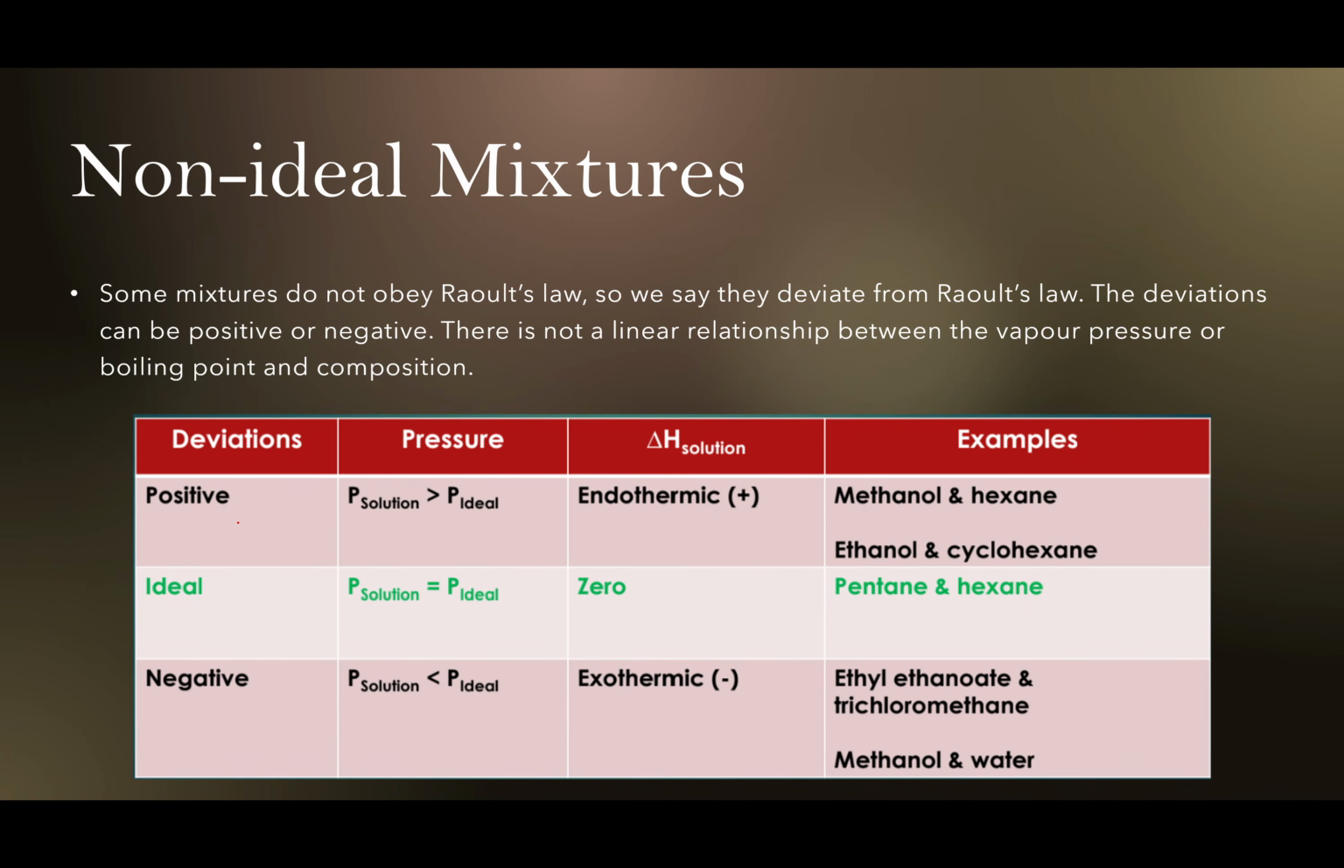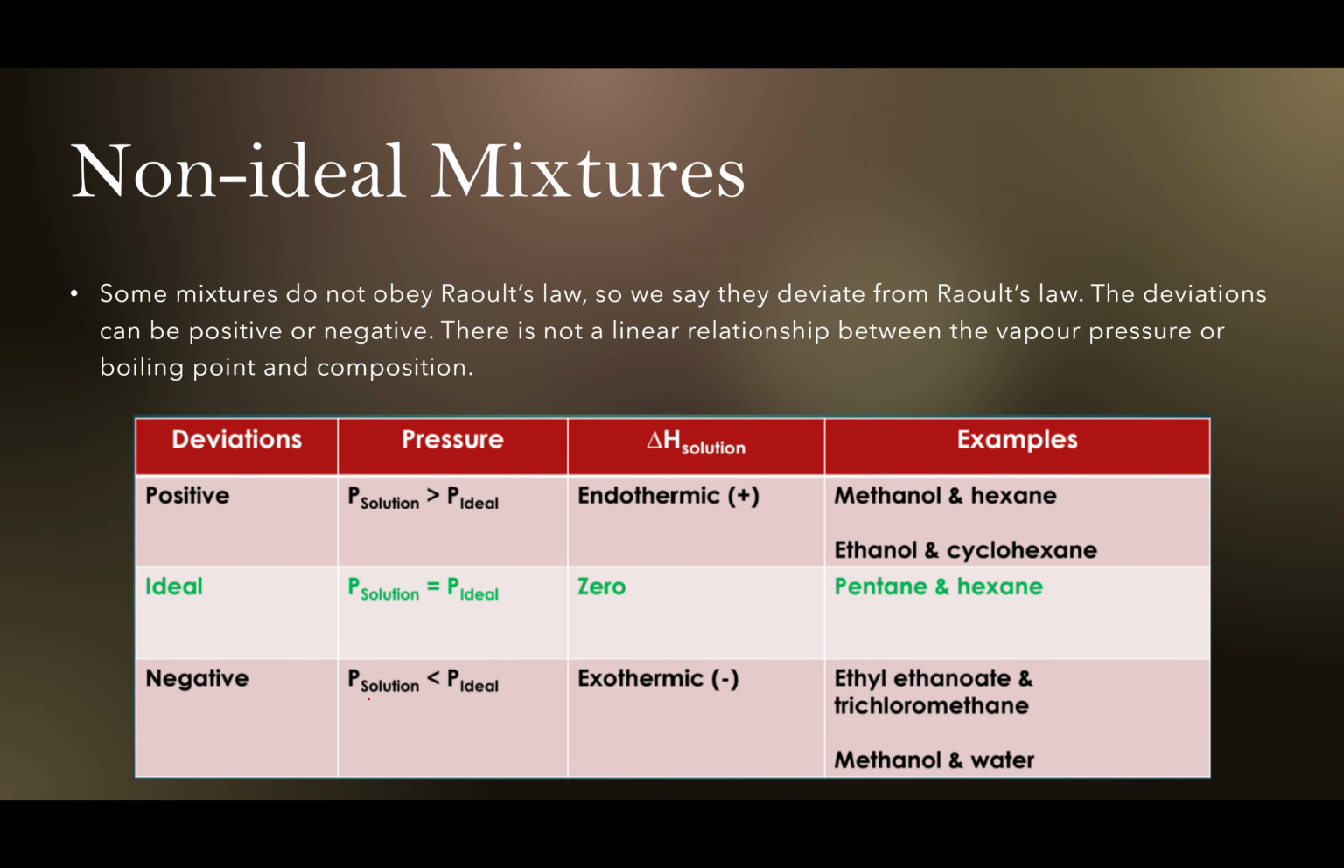So let's look at positive deviations. If the total pressure of the solution is larger than that of the ideal solution itself, then it's going to be a positive deviation, meaning it's going to be endothermic. Examples of these are methanol and hexane or ethanol and cyclohexane. We're going to look at how the graph looks.